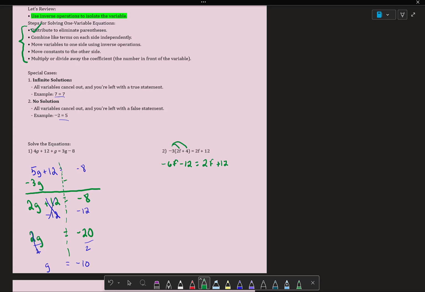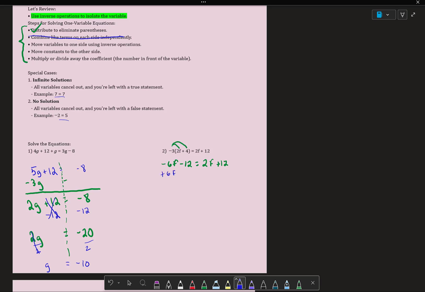Second step, combine like terms on each side independently. We don't have like terms on the left side or on the right side, so we can skip this step. The next step says move variables to one side using inverse operations. So we have a negative 6 and a positive 2. Again, I always like to move the smaller of the variables to the other side. You don't necessarily have to do it that way, but the negative 6 is smaller than the positive 2f.